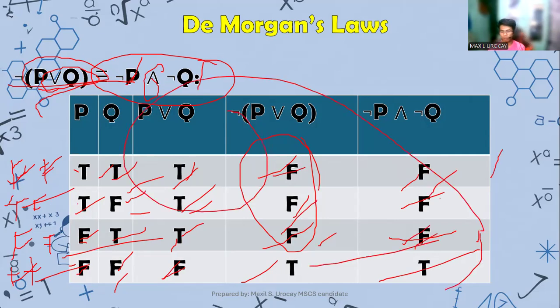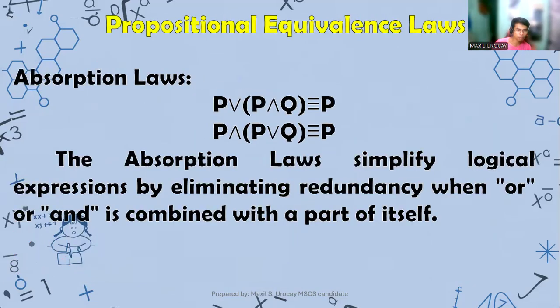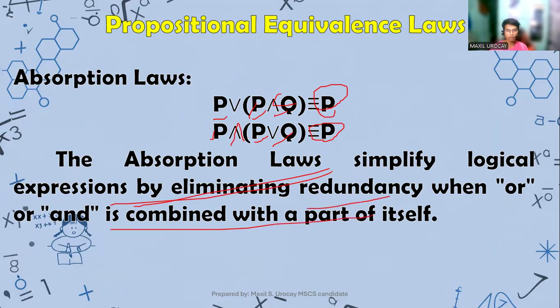So therefore, this is following De Morgan's law. For the propositional equivalence laws, the absorption law is different. We have the equations P or (P and Q) equals P, and P and (P or Q) is still equal to P. The absorption law simplifies a logical expression by eliminating redundancy when OR and AND are combined with a part of itself.